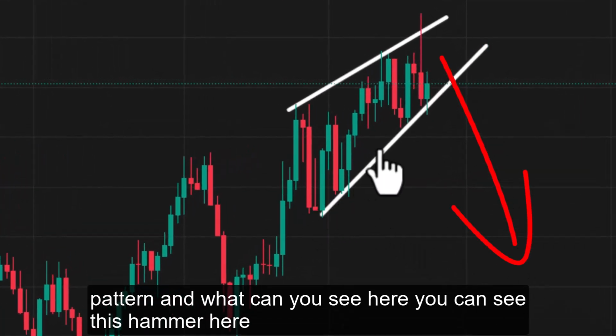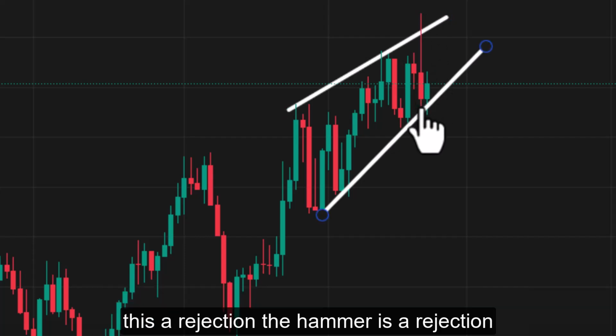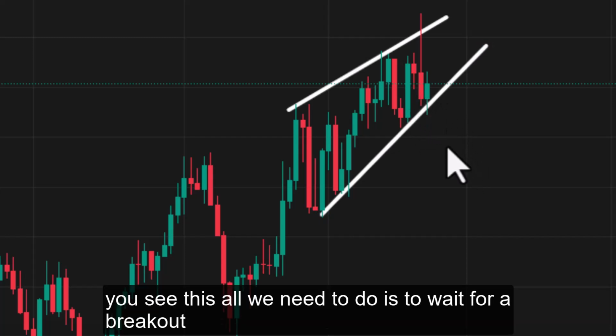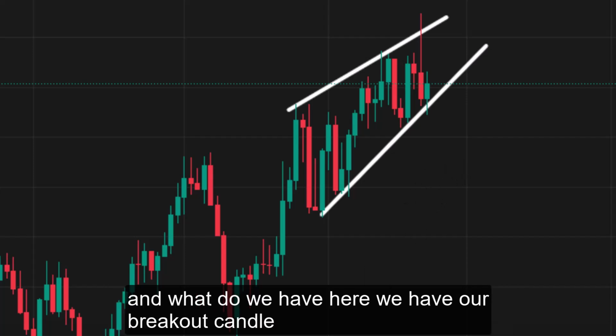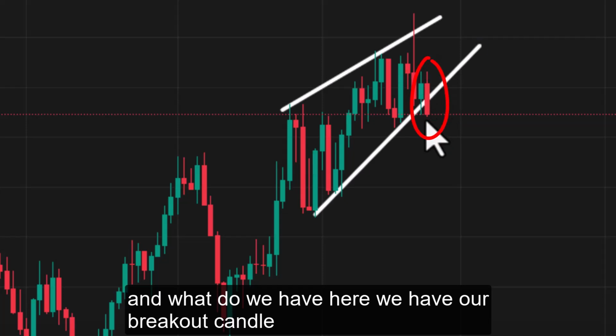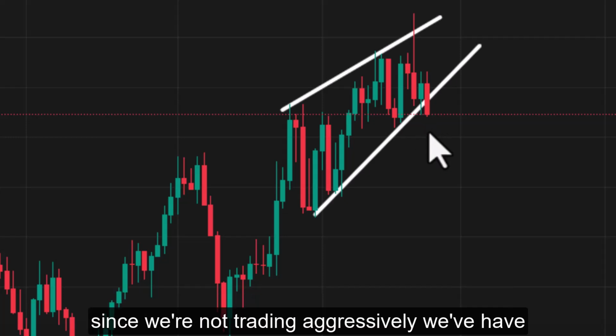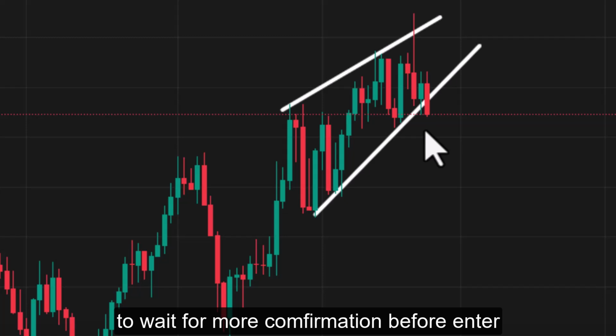And what can you see here? You can see this hammer here. This is a rejection candle. The hammer is a rejection candle and it's also a reversal candle. So when we are seeing this, all we need to do is to wait for a breakout. And what we have here, we have our breakout candle. If we were trading aggressively, we would have entered this trade. But since we are not trading aggressively, we have to wait for more confirmation before we enter this trade.